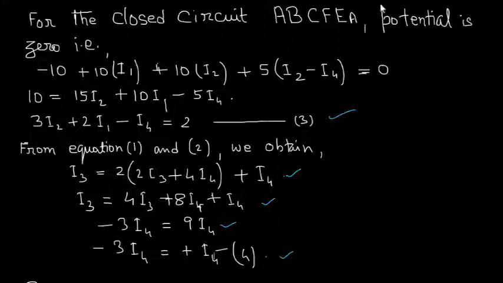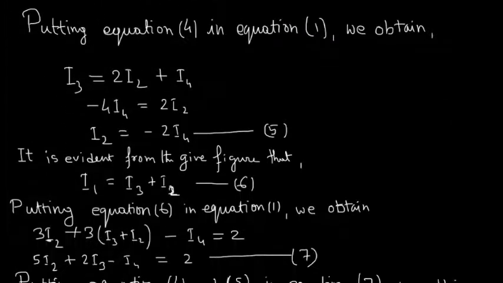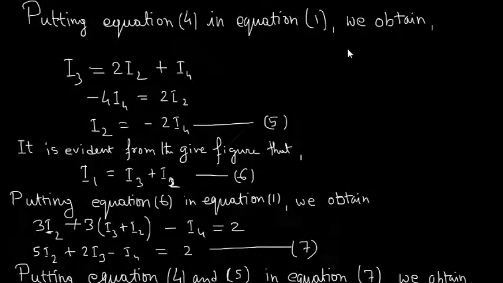Upon solving, we get minus 3I4 is equal to plus I4, that is equation number 4. Putting equation 4 in equation 1, we get I3 is equal to 2I2 plus I4, 4I4 is equal to 2I2, and I2 is equal to 2I4, that is equation 5.